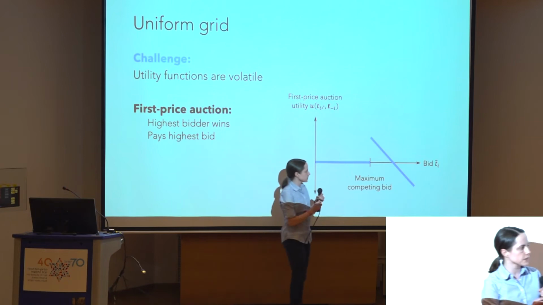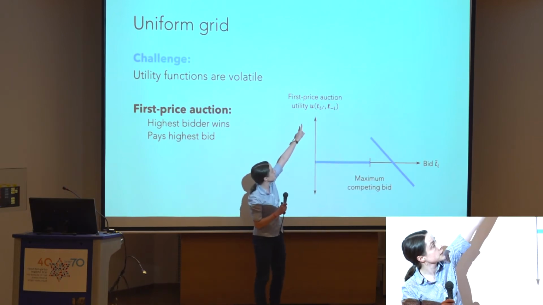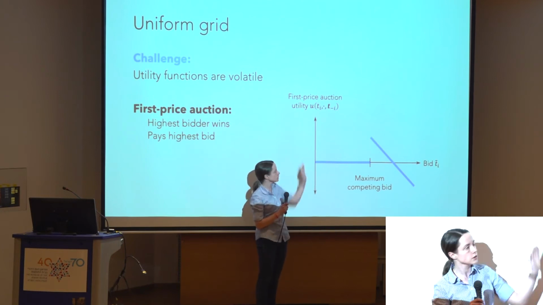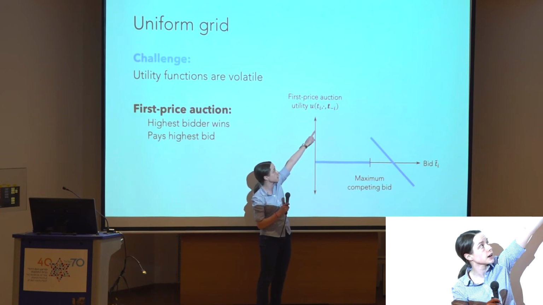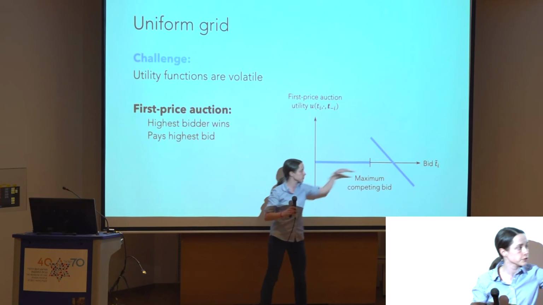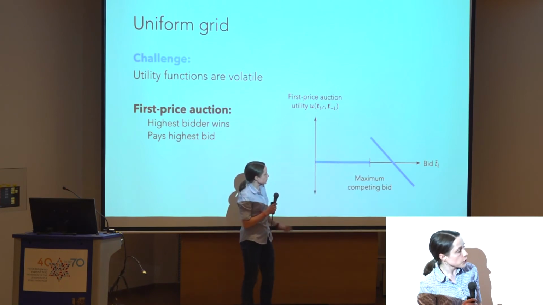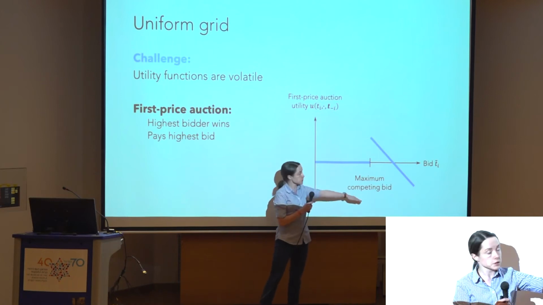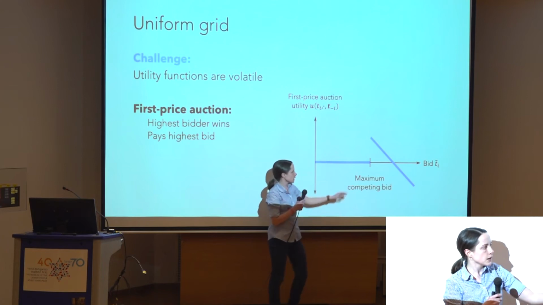Okay, so we vary the bid Ti tilde along the x-axis, and we're measuring utility of the first price auction along the y-axis. And this is for a fixed true type, Ti, and fixed true types of the other bidders. And all we're varying is the bid of agent i. So let's imagine that the maximum competing bid, so the largest component of this vector T minus i, falls here.